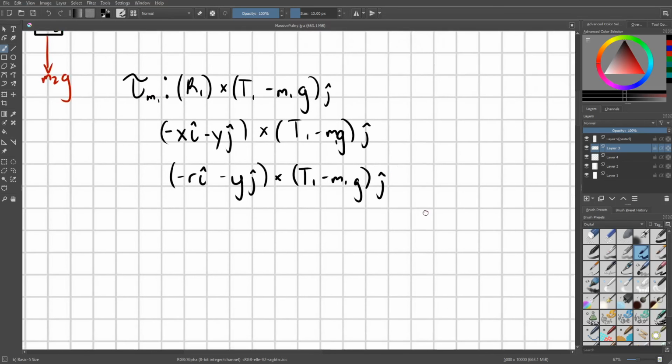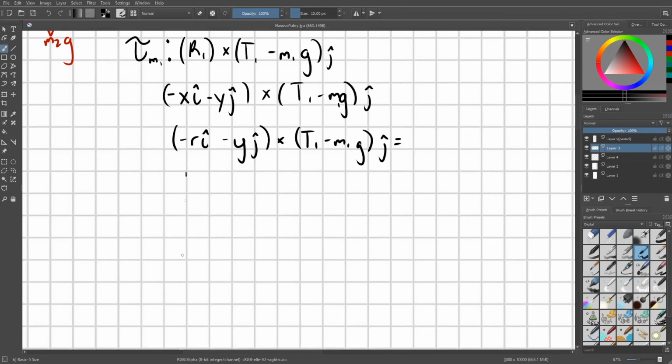Good. The cross product, by definition, is the determinant, which I'm going to use just vertical bars for. If we write in i, j, k in the top row, put our radial vector here, and put our force vector in the bottom row. Oh, whoops, that should be 0. Here's T1 minus m1g.